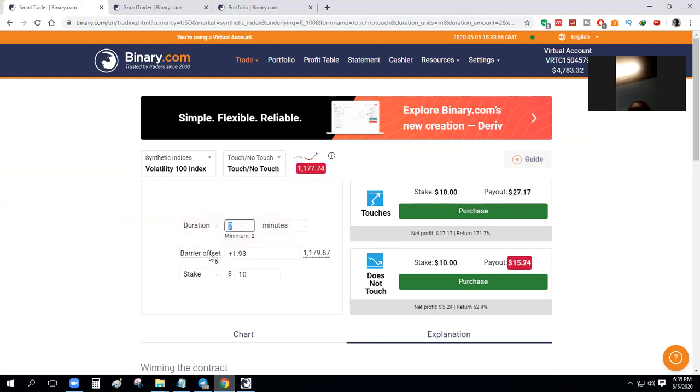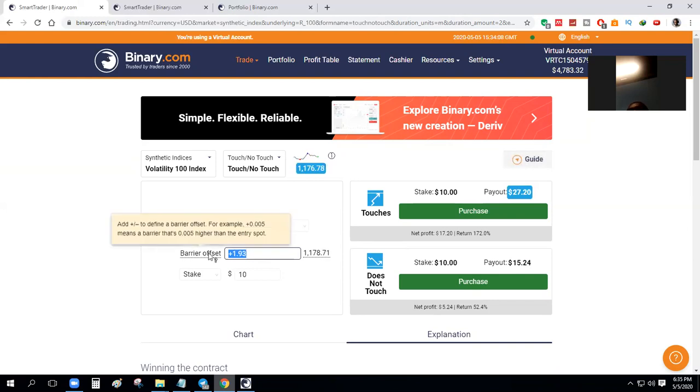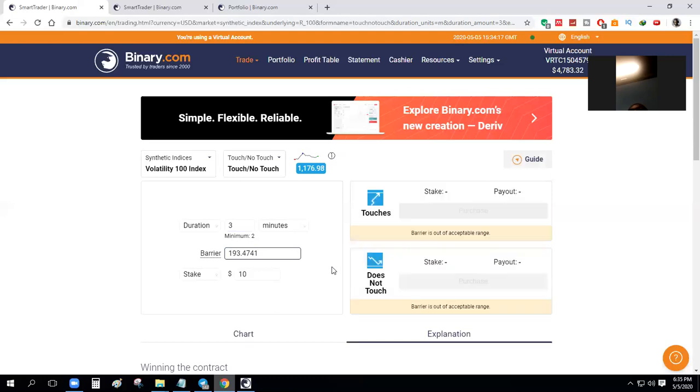Down here, the barrier offset, I will show you right now from MetaTrader 5. The barrier offset is the price you don't want to be touched by the market. Now let's assume you are trading 3 minutes expiry. If I put a price here like this, I am saying in 3 minutes, a candle will not go and touch this price. Is it making sense so far? Yes.